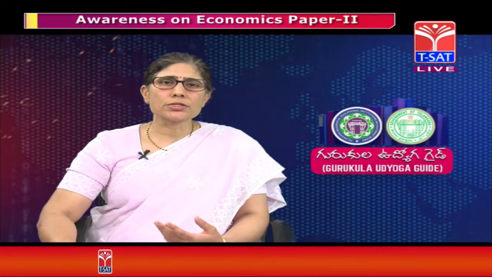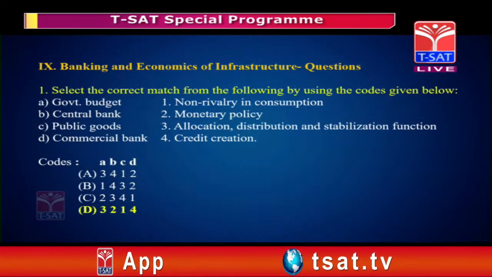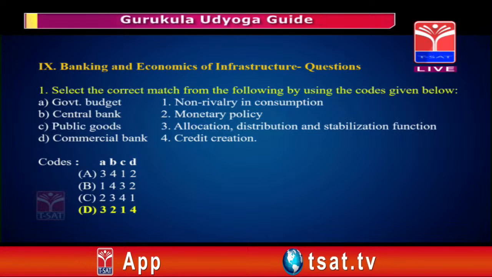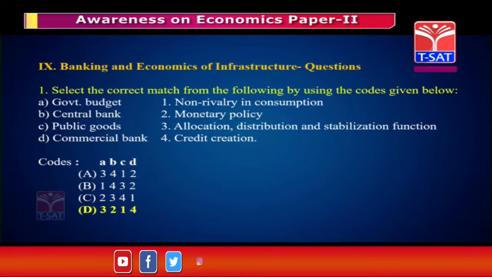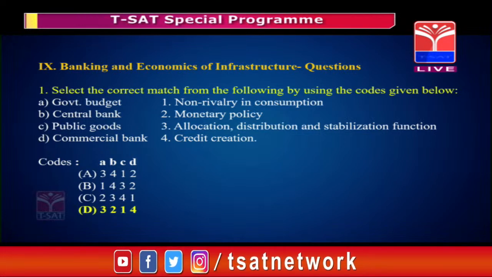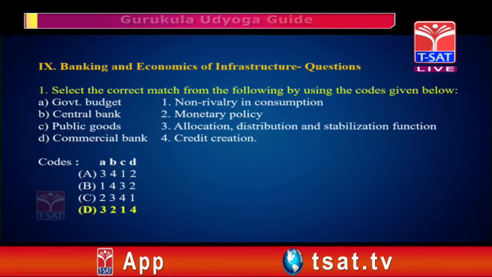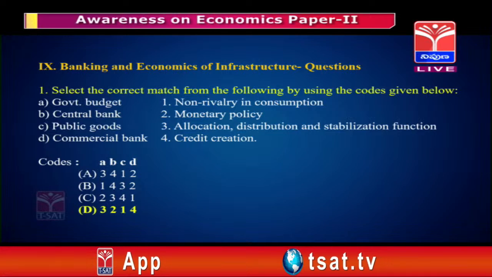And a few questions that you can see here is we have match the following questions where we are matching the government budget, central bank, public goods and commercial banks. So the right matching for the government budget is credit, your allocation, distribution and stabilization function. Similarly for the other three you can just look into and please try and do questions similar to this, students.